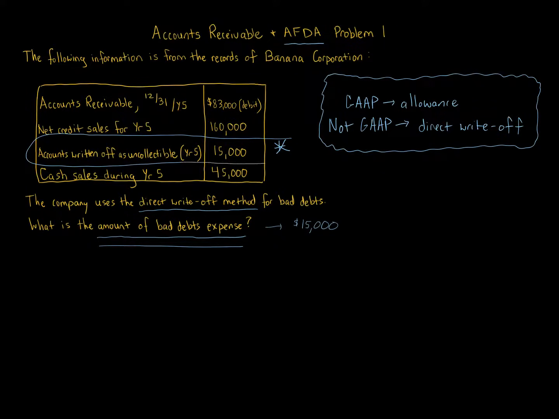Now, if I asked you under the allowance method what the amount of bad debts expense is, I'd have to give you more information. You would have to know how to calculate the estimate for the allowance for doubtful accounts. And remember, when we do that entry every year, that adjusting entry, to make sure that our estimate is accurate for the year, whether you're calculating it based on net sales or the aging of accounts receivable, that's when you trigger the bad debt expense, not when you write it off. So just keep that in mind as you go through later problems.